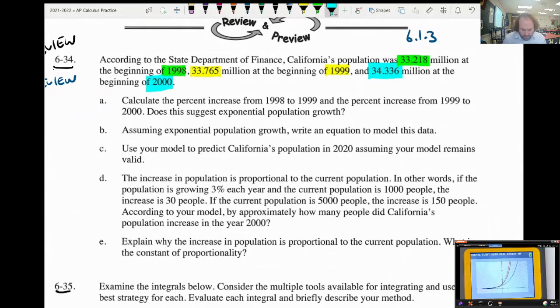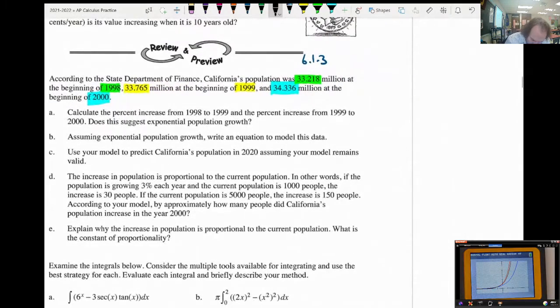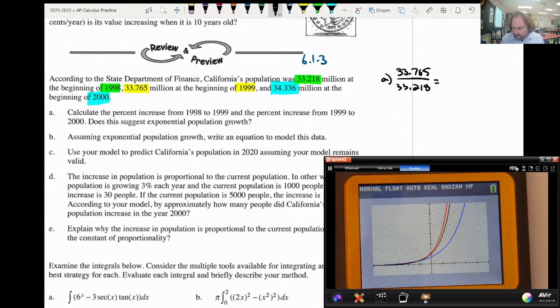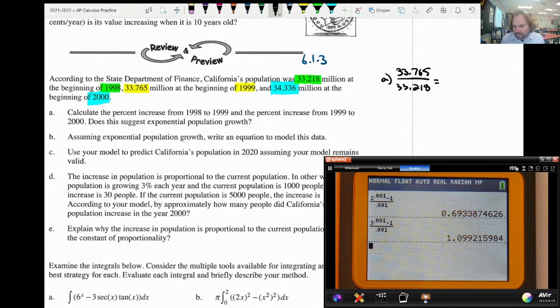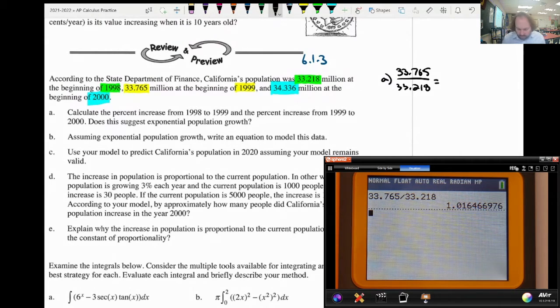All we really have to do here for question A is be dividing. The percent increase from 98 to 99, that's 33.765 divided by 33.218. We're just dividing the population in each year by the previous year. So let's bring calculator cam up. Oh, look, our exponential graphs from class. 33.765 divided by 33.218 is going to give us 1.0165 if we round a little bit.